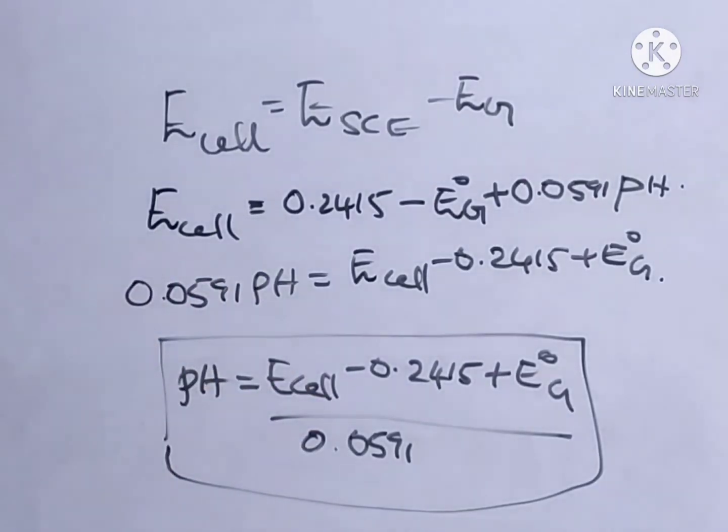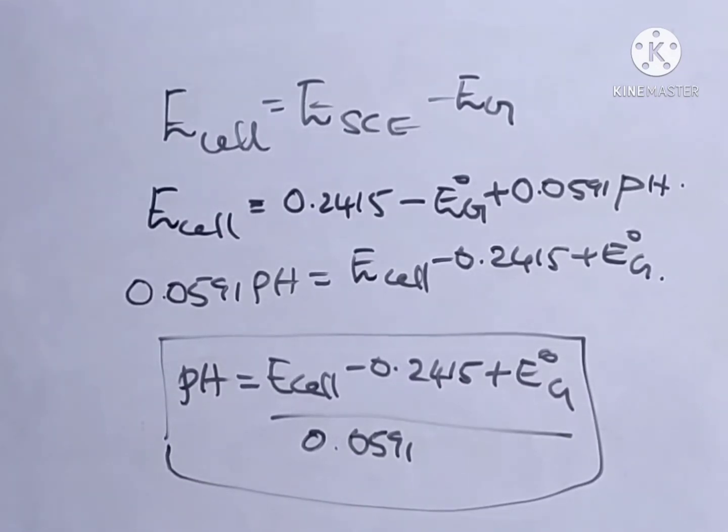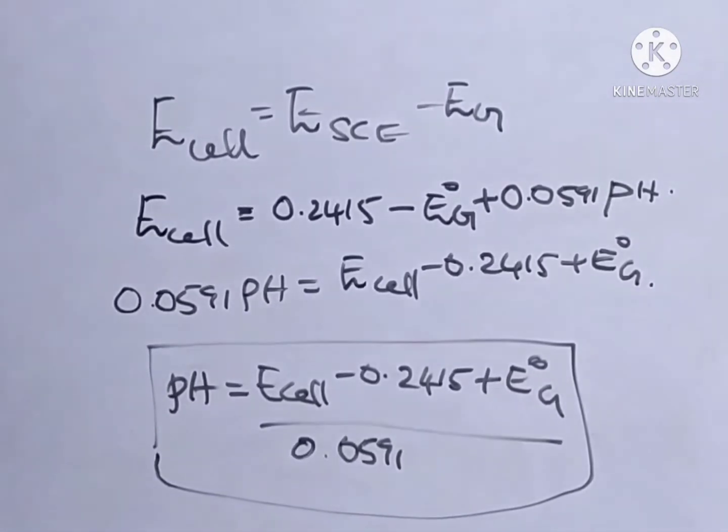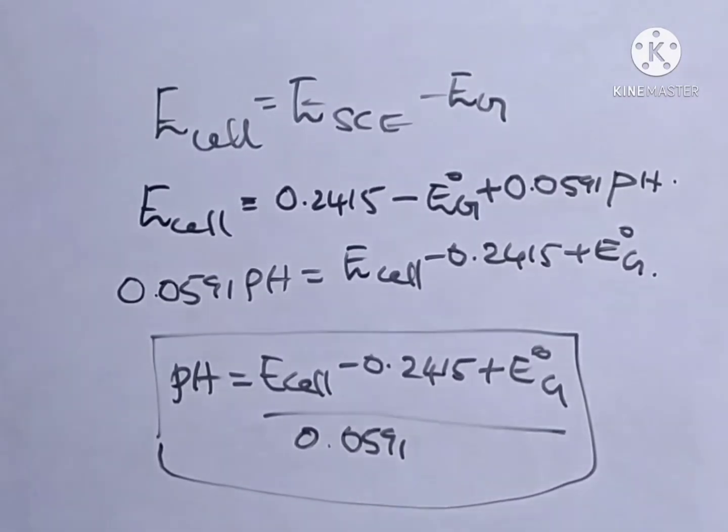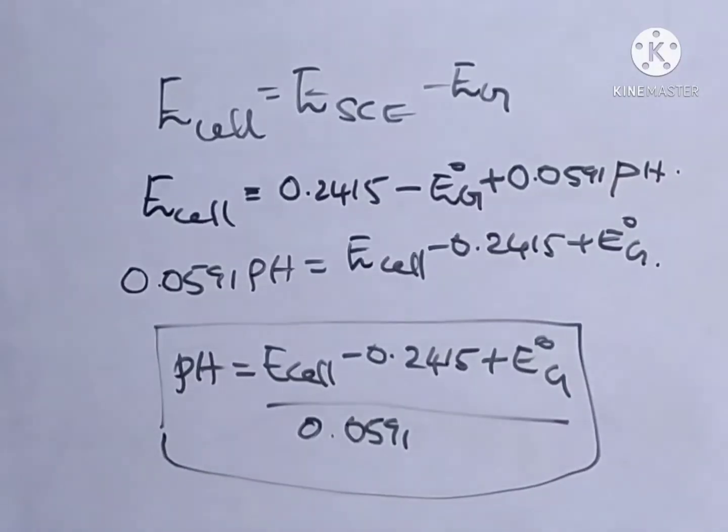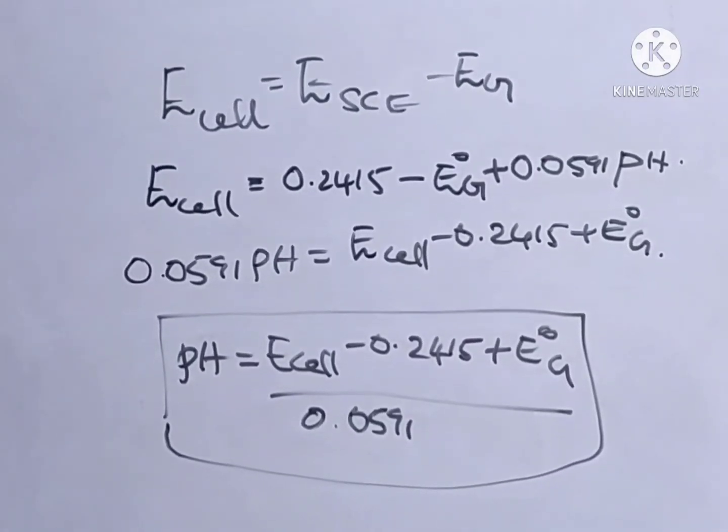So this is how we find out pH of an unknown solution by using electrodes. So this is all about the pH determination of unknown solution by using EMF value.